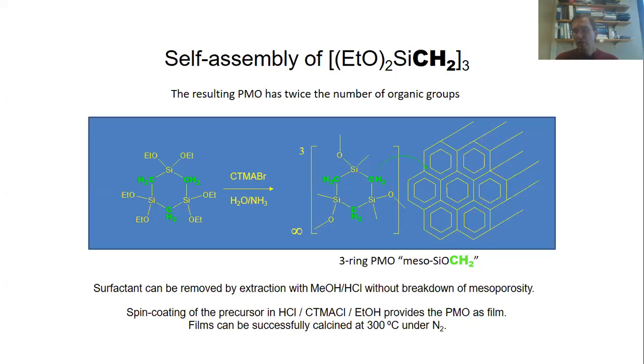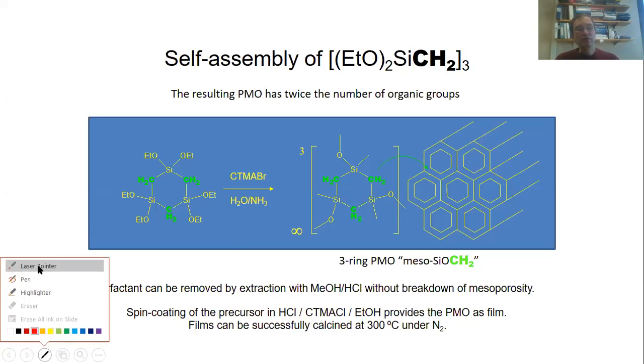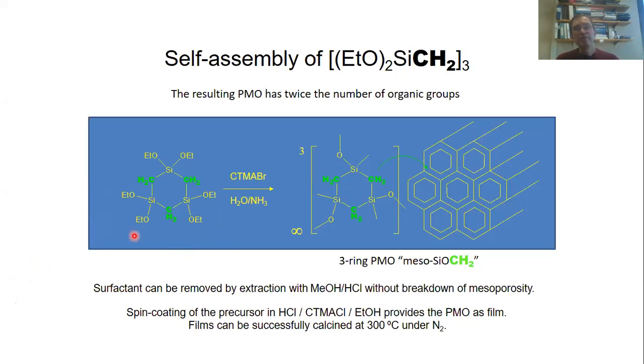And the last type of silsesquioxanes we discussed were ring molecules, such as this three-membered ring here. And we have shown that by using such a ring structure, you can double the number of organic functionalities in this material, just because within a ring structure, the silicon is not only bonded to one bridging group, but it's actually bonded to two bridging groups.